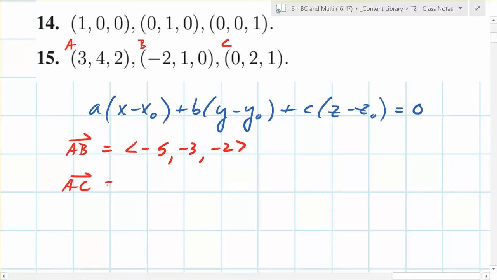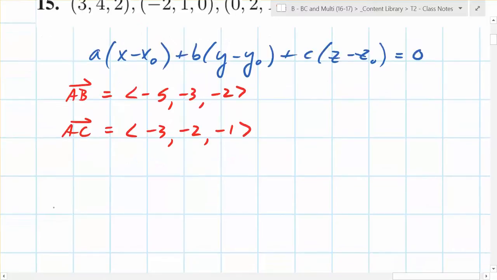Yeah, tell me if I'm getting this right. AC, what do you get? -3, then what? -2, and then what do you need to do now? You need to do AB cross what? AC. Could you do the cross the other way around if you want to? AC cross AB? Yeah, you can.